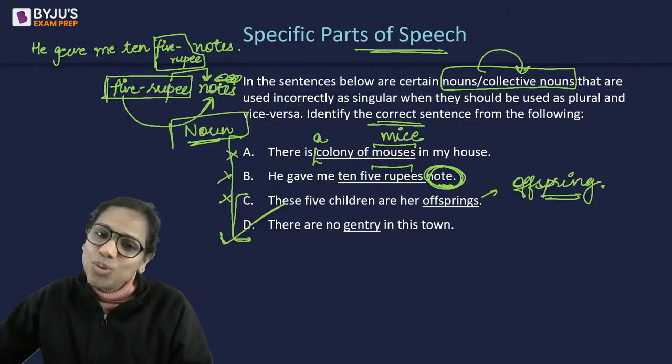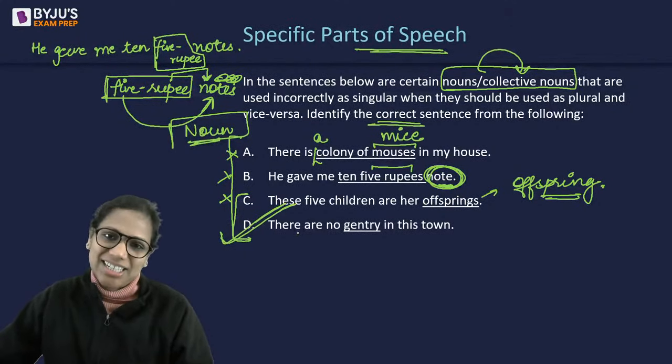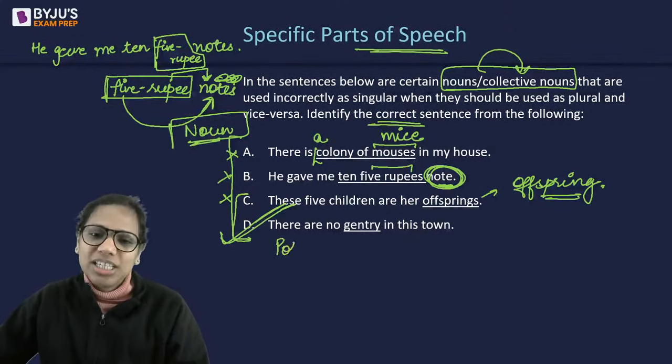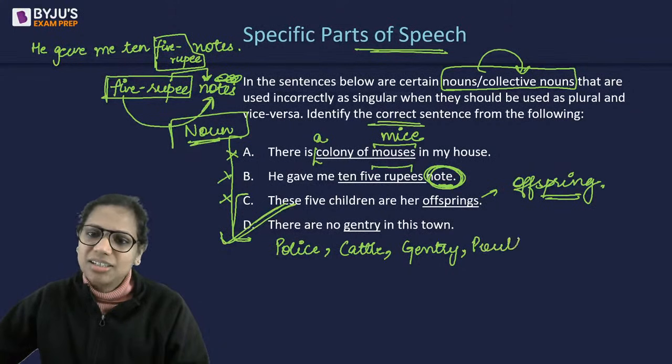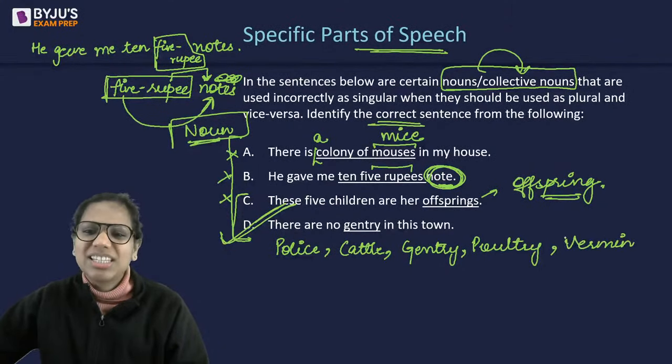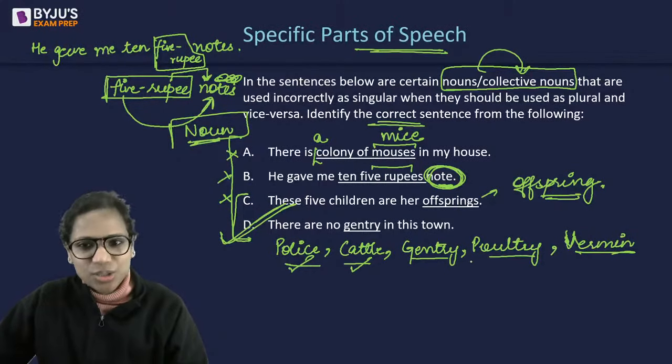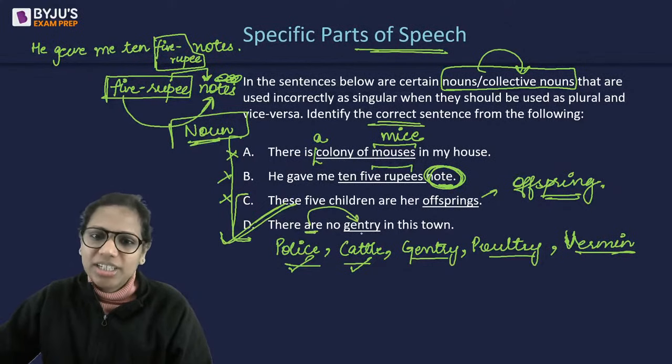There are no gentry in this town is correct. Okay, again given in the book itself: police, cattle, gentry, poultry, vermin. Vermin are these small insects. Okay, so they are always plural. The police are investigating the case. The cattle are grazing the field. There are no gentry in this town.